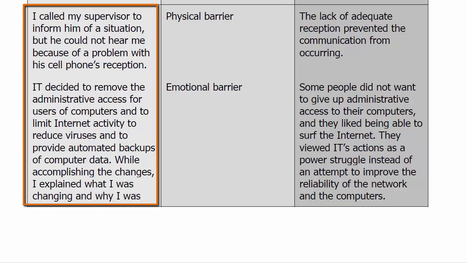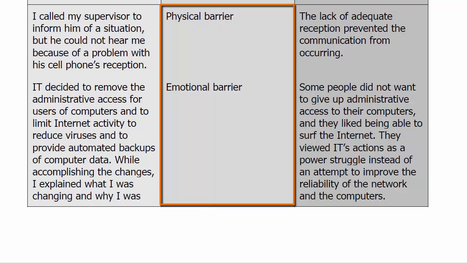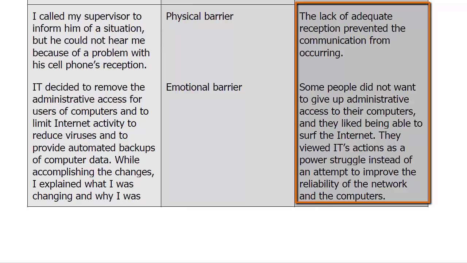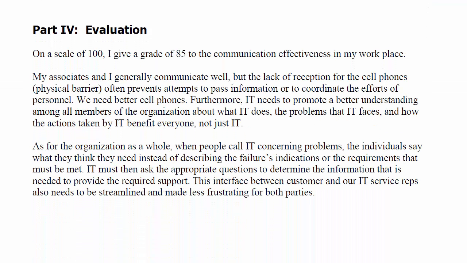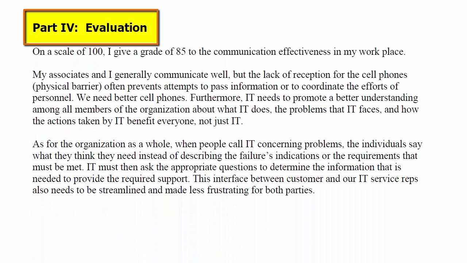On the left-hand side is the summary of the communication attempt. In the middle is the identification of the barrier which prevented the communication from happening fully or successfully. And on the right is the justification of your selection of that barrier. And that leads us to the fourth part of Barry's paper and the last part, which is the evaluation.